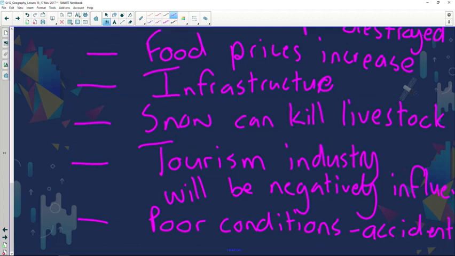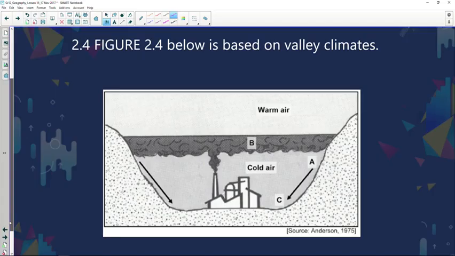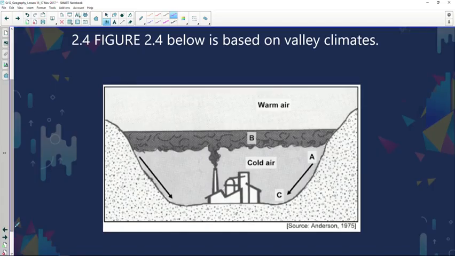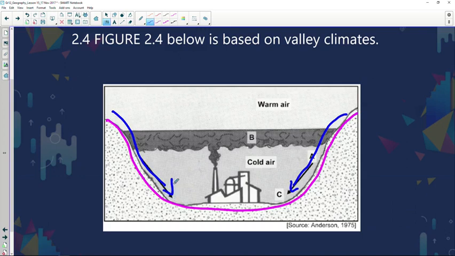Okay, let's quickly have a look at our next question. Figure 2.4 below is based on valley climates. What do we know about valley climates? It's local climate. If you look at the diagram, immediately what can we pick up? It's situated in a valley, as you can see over there. And one thing I've noticed is that we have sinking air taking place. Now, sinking air, does it take place during the day or during the night? Let's quickly find out directly after the break. Stay tuned.